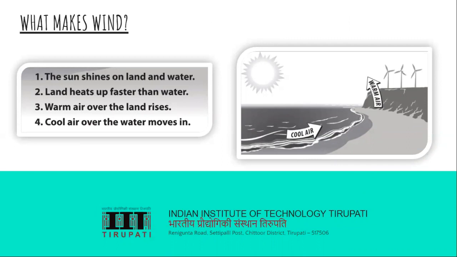What makes wind? How are the winds developing? During the daytime, when the sun shines on land and water, the land heats up faster than the water. It is the nature of land and water. The warm air over the land becomes light in weight and rises upward. At the same time, the cool air over the water surface moves towards the land surface. In this way, the winds are developing.